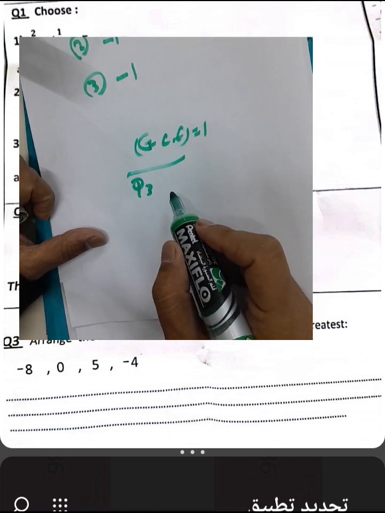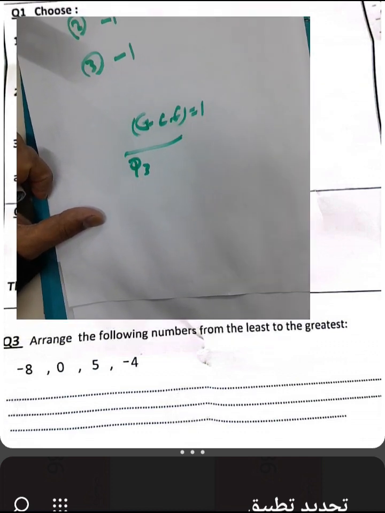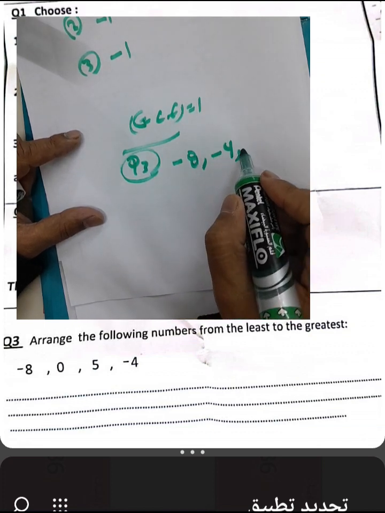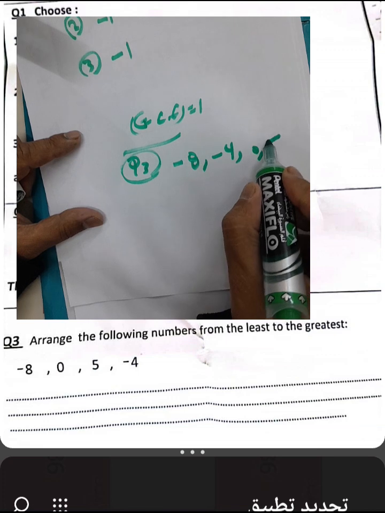Last question. Arrange all the numbers from least to greatest, ascending order. Write negative 8, negative 4, 0, and last one 5.